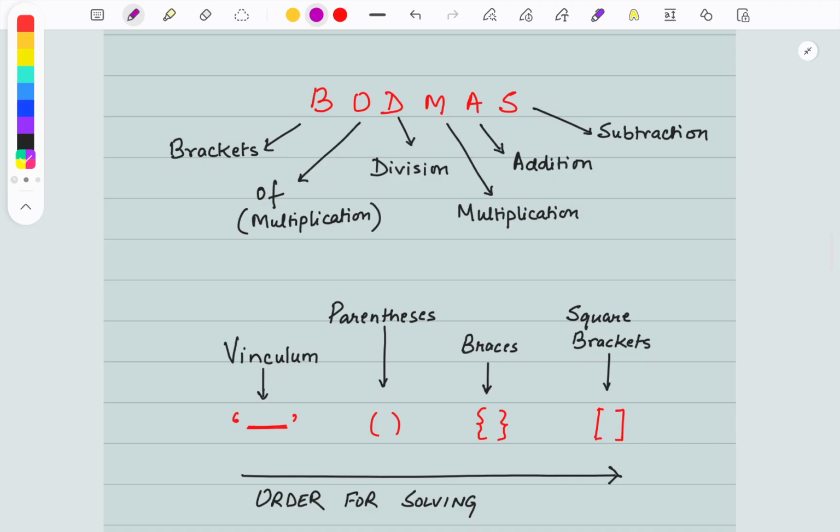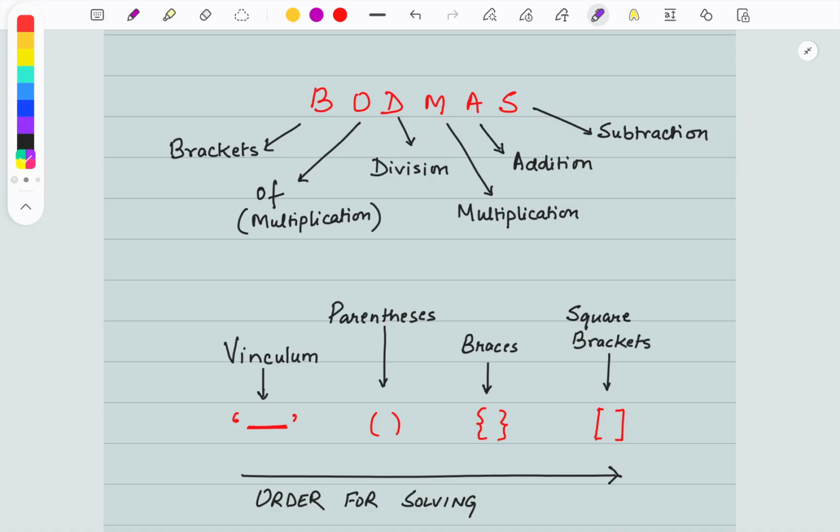So here we see that B is for brackets, O is for off. Off is a kind of multiplication. This will be dealt with in our later chapters. D is for division, M is for multiplication, and this multiplication is the regular multiplication which we have been doing. A is for addition and S is for subtraction. So whenever we have multiple operators, we should follow this sequence while solving.